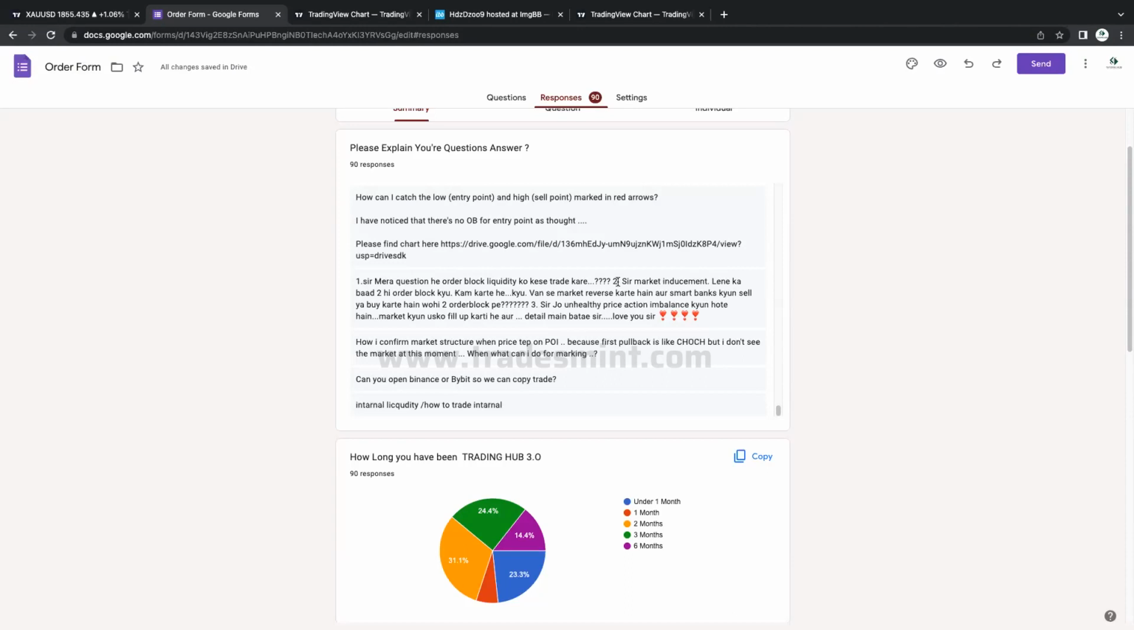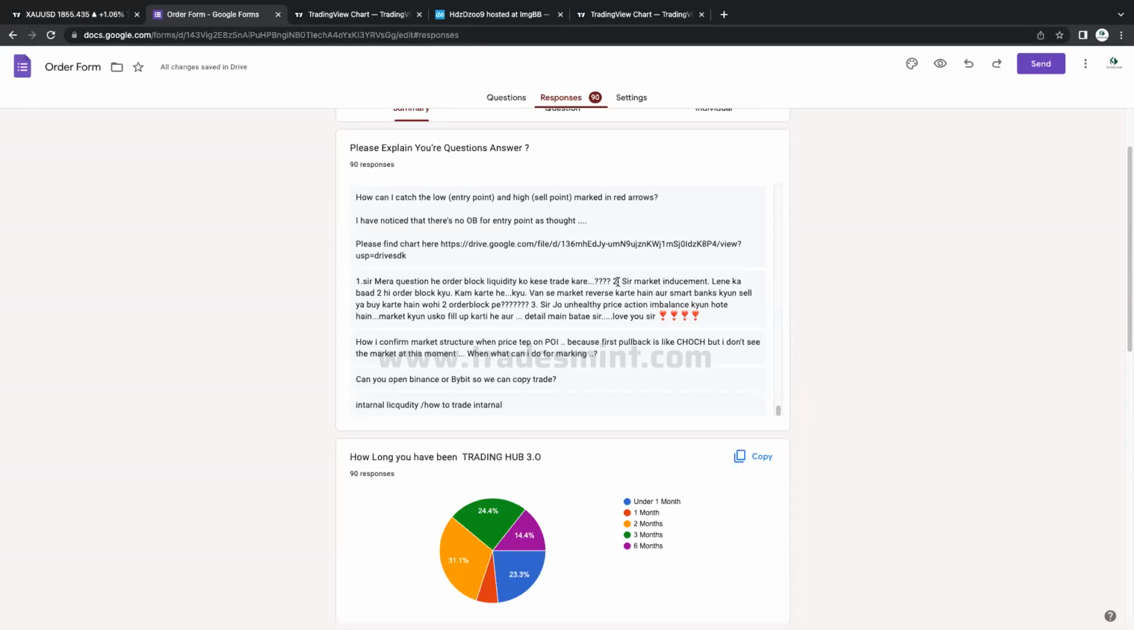How do I confirm market structure when price taps on a PY? Because the first pullback is like a CHoCH. So after a break of structure, the first pullback is our inducement, not CHoCH. CHoCH only creates one price tap on a PY, and then the first pullback is CHoCH. But if price does not tap any PY, then the first pullback is an inducement. So you have to wait to take out the inducement, mitigate your recent unmitigated order block, and then switch to a lower time frame and take entry. That's it.